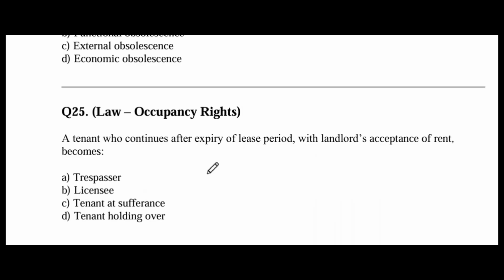A tenant who continues after expiry of the lease period with the landlord's acceptance of rent becomes a tenant holding over. See, when a lease expires but the tenant stays and the landlord accepts the rent, it creates a tenancy holding over, also called month-to-month tenancy or tenancy at will by implication. This is not a trespass because the landlord's acceptance of rent implies consent.